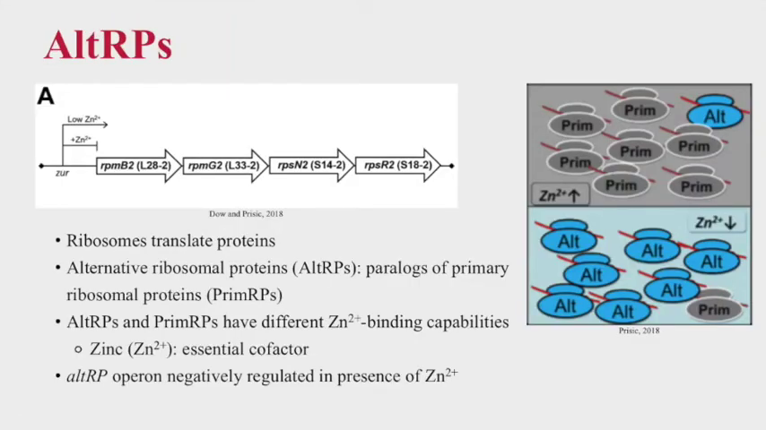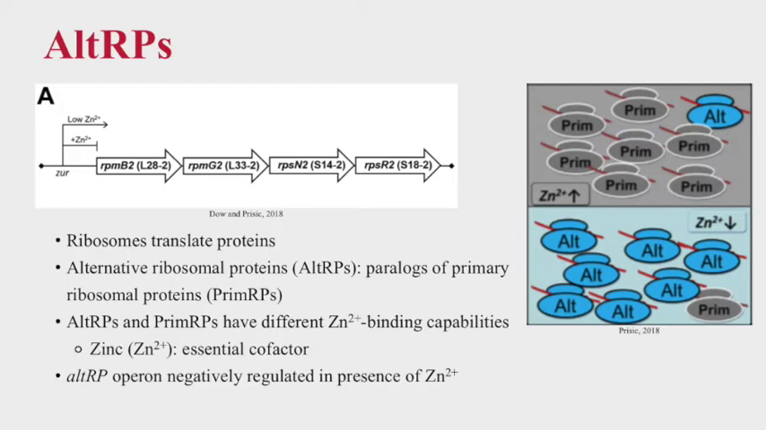Many bacteria have genes encoding alternative ribosomal proteins, abbreviated as AltRPs, which are paralogs of primary ribosomal proteins, abbreviated as PrimRPs. PrimRPs and AltRPs differ in binding capabilities for the zinc ion, an essential cofactor for many biological processes. S18-2 is an AltRP that does not bind zinc and therefore does not require it to function. As depicted in the top figure, the S18-2 AltRP is encoded by the RPSR2 gene on the AltRP operon that is negatively regulated by zinc.